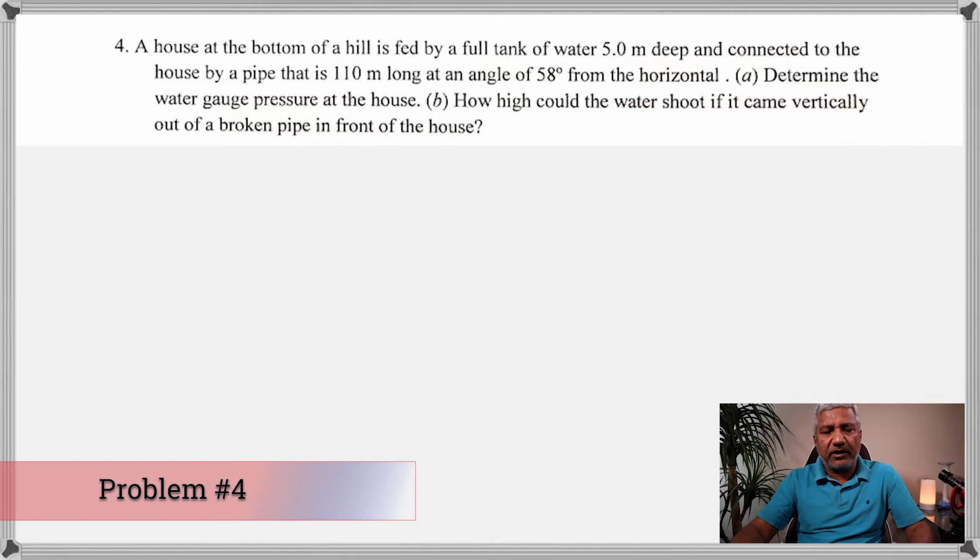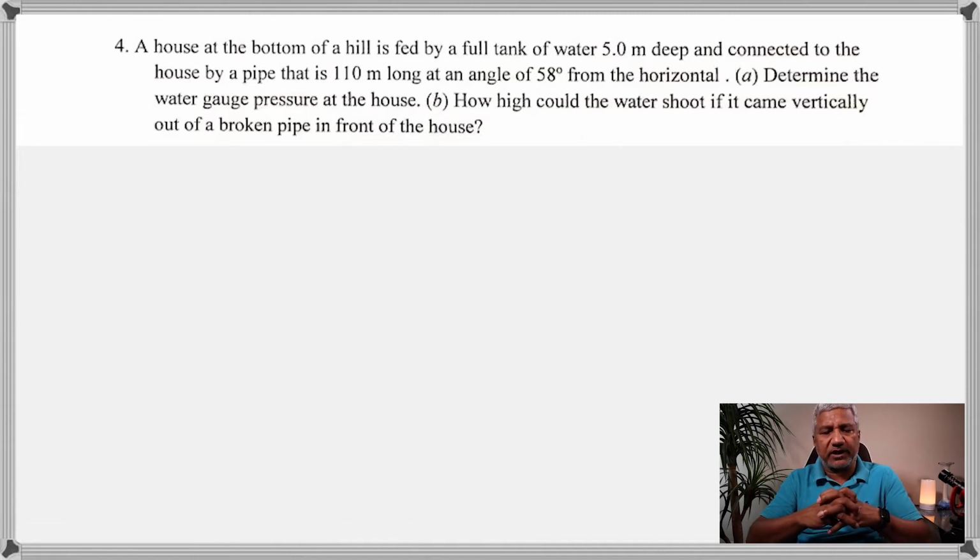In this question, a house at the bottom of a hill is fed by a full tank of water 5.0 meters deep and connected to the house by a pipe that is 110 meters long at an angle of 58 degrees from the horizontal. So the house is at the bottom of a hill and is fed by a full tank of water 5.0 meter deep. And the pipe is 110 meters long, making an angle of 58 degrees with the horizontal.